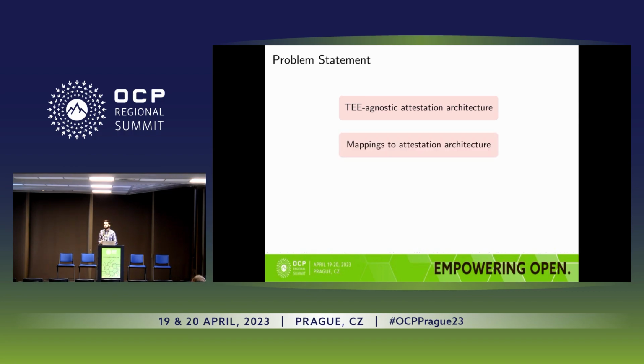The second problem is that there are no clear mappings to that attestation architecture. Although one attestation architecture standard, the RATS standard, exists, there are no clearly defined mappings to it. The third is formal verification, which is the mathematical way of evaluating the properties of a system to provide more guarantees on it. That is non-existing at the moment. There are no formal specifications of the attestation mechanism for any trusted execution environments.